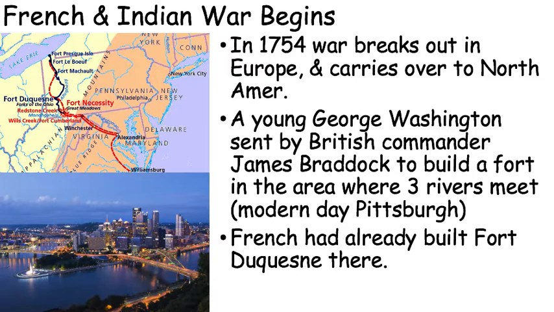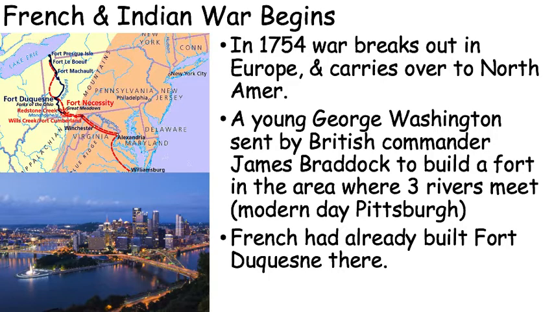If you can get to a spot where there's a tributary of 3 different rivers all combining into one, and you can then control that area, you then can control traffic on 3 different rivers. That's really important. So Braddock, who is the British commander in North America, wants control of it. And he sends George Washington there.